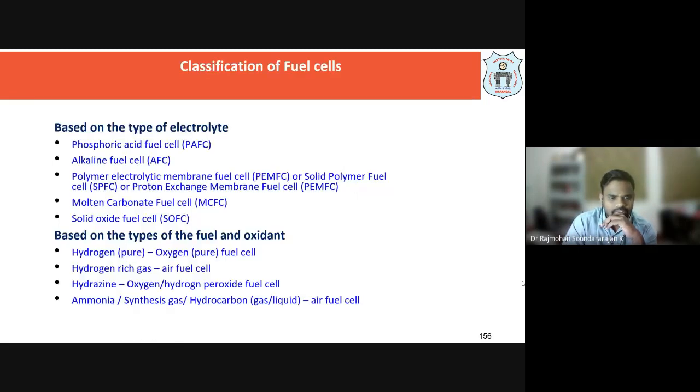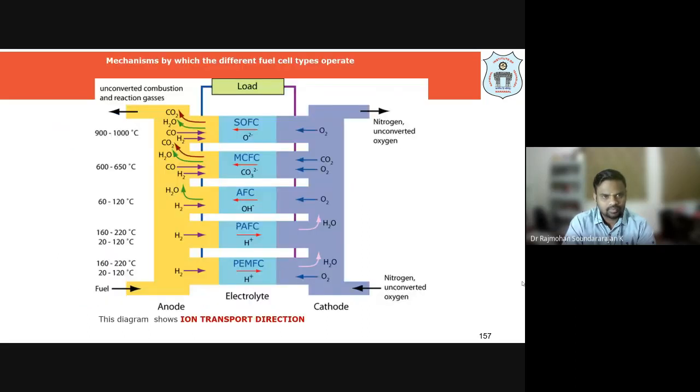So that's what we have seen. Based on the type of the electrolyte, we can classify them as phosphoric acid fuel cell, alkaline fuel cell, PEM fuel cell, molten carbonate fuel cell, solid oxide fuel cells. And what is the difference in the mechanism when you are classifying all these different types of electrolytes we have seen, right? You can see the temperature range in which they are being applied.